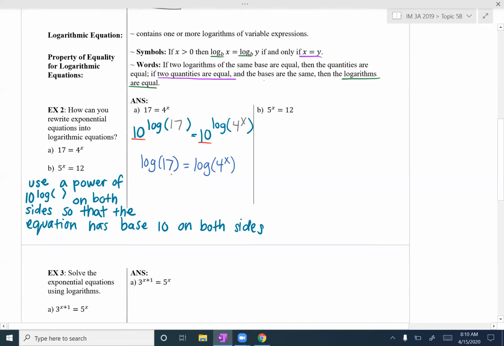Okay, so this example is just asking us to rewrite the equation as a log equation, and this is the process that you will use each time. So you will always do 10 to the log of power if you're just asked to rewrite it as an equation of logs.